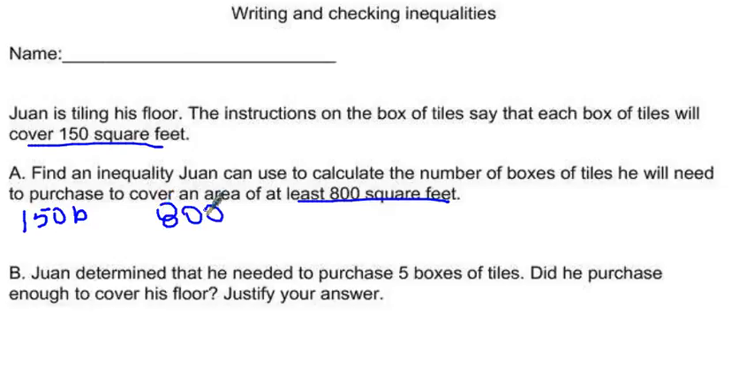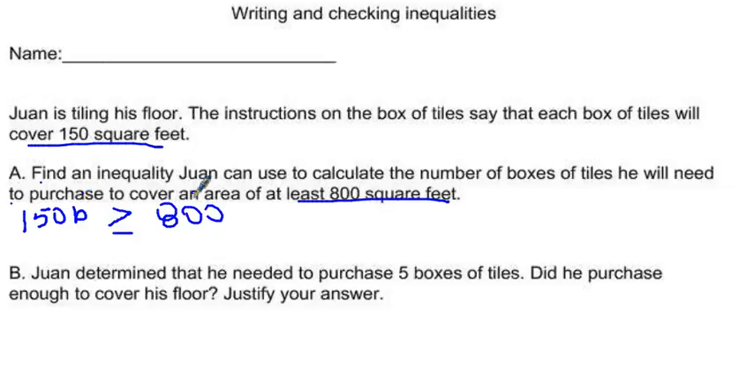and we ask ourselves the question, well, which one needs to be more? Does he need to have more square feet, or does he need to have more that he purchased? Well, of course, he needs to purchase more than what he has to cover. So this side needs to be bigger. The 150 times the boxes is bigger than the 800. It'd be nice if it came out to be exactly the same, so we can also write equals. So in this case, 150 times however many boxes he buys needs to be greater than or equal to the 800 square feet that he has to cover.